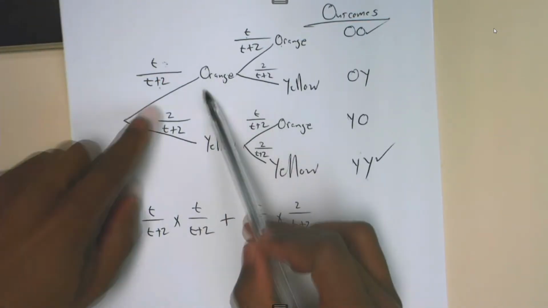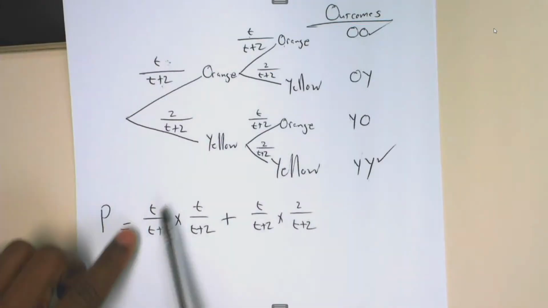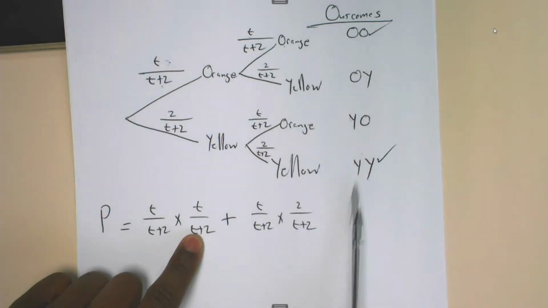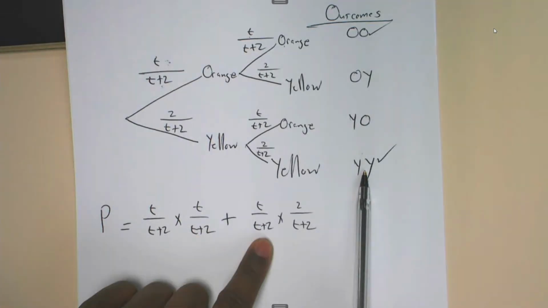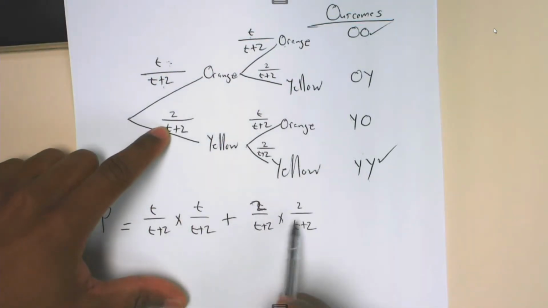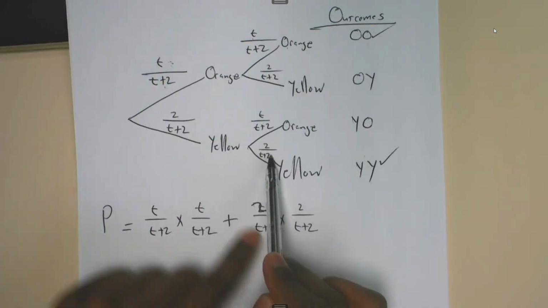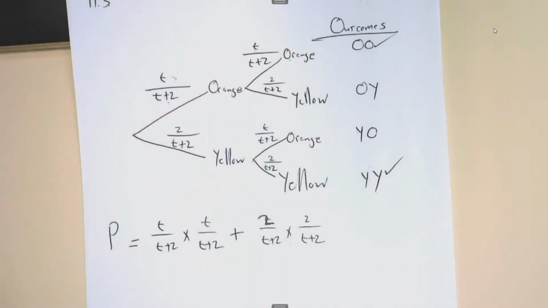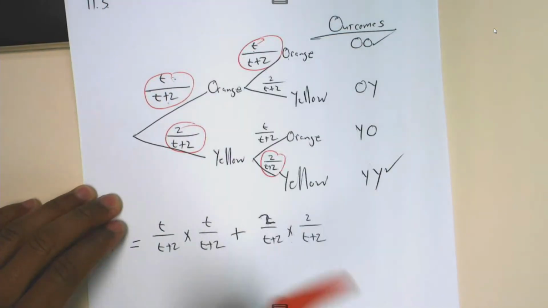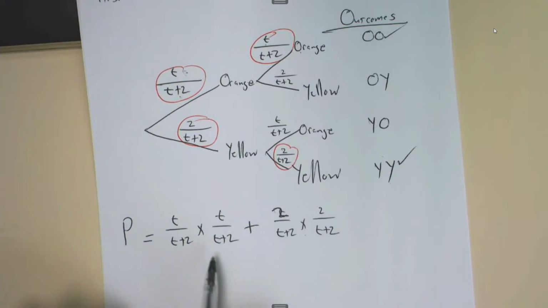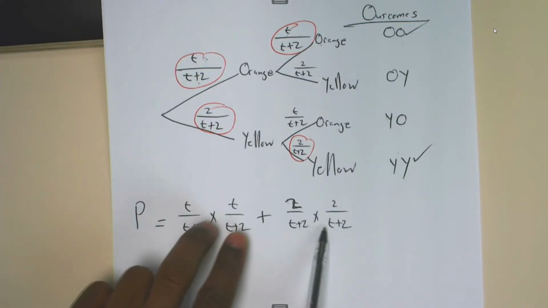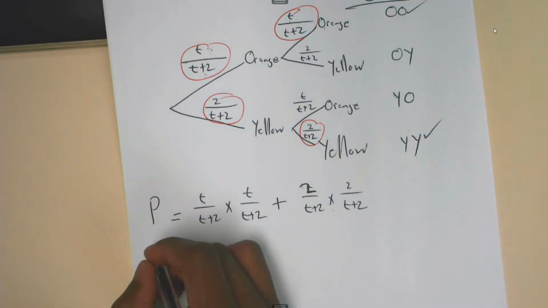So the probability of two orange balls is t over t plus 2 multiplied by t over t plus 2. Remember, multiply the probabilities along the path that got you there. As well as for two yellow balls, it's 2 over t plus 2 multiplied by 2 over t plus 2. We multiply these two probabilities here, as well as here. So we know that the probability of these two outcomes occurring is 52%.